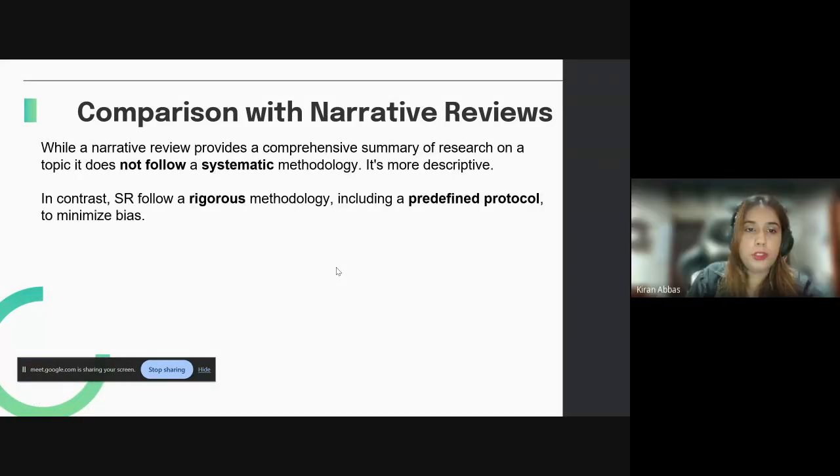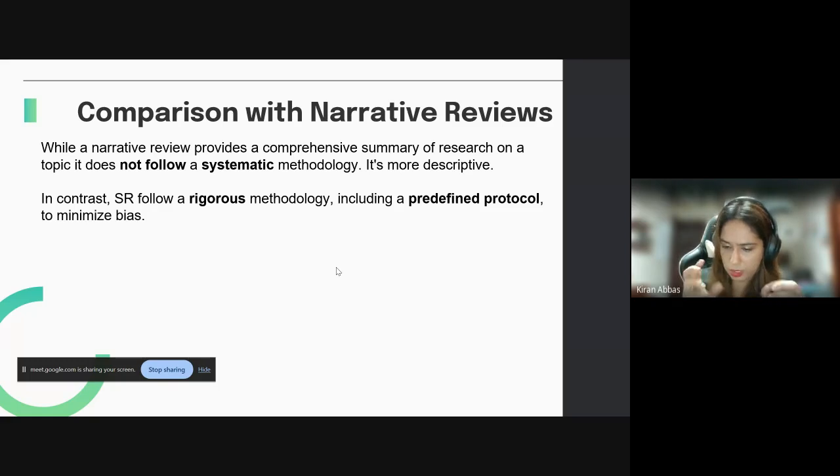Okay, thank you, Vidal. So let's talk about narrative reviews and how you're going to differentiate them from systematic reviews. Everybody knows what narrative reviews are, right? Narrative reviews are basically a very broad sort of research where we comprehensively summarize the evidence that's published, but we don't follow any systematic methodology. The methodology that we follow is more descriptive in nature.